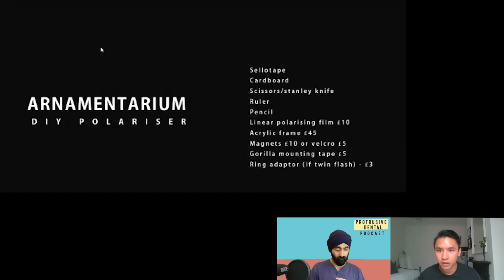Yeah, lovely, brilliant. So that's all the stuff that I used. Stuff you should have at home: sellotape, cardboard, scissors, ruler, pencil. I bought a linear polarizing film. I think it's important that it has to be the linear one, because you can get circular as well. So stick with the linear one. And I got one off Amazon, so I can share that link later if it's helpful. Yeah, please do. I'll stick it on the website.